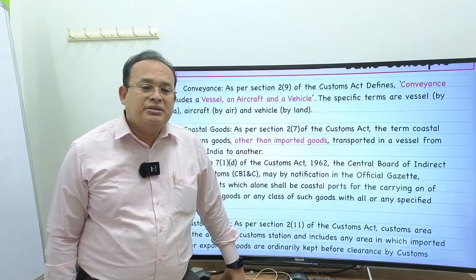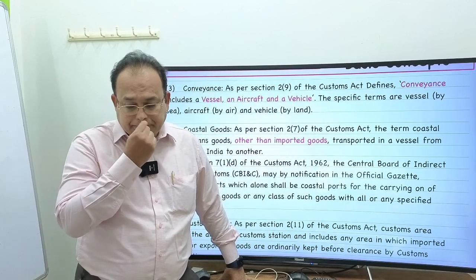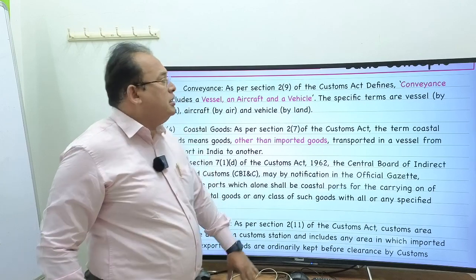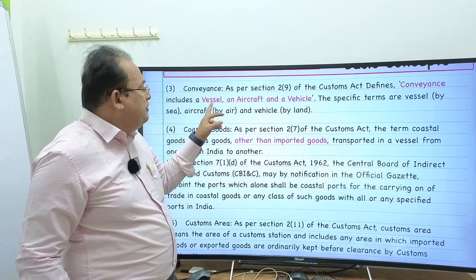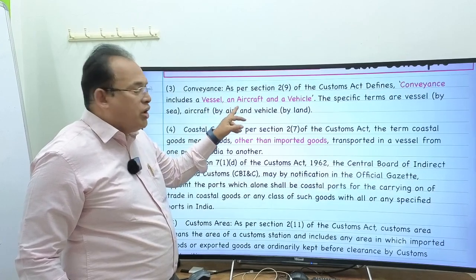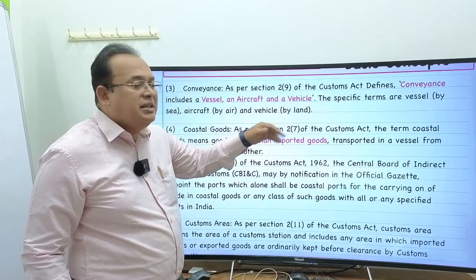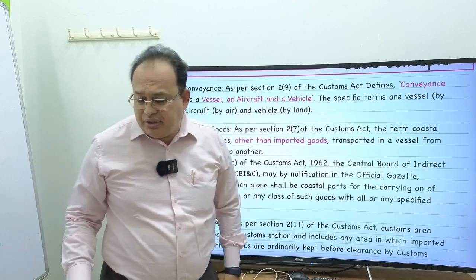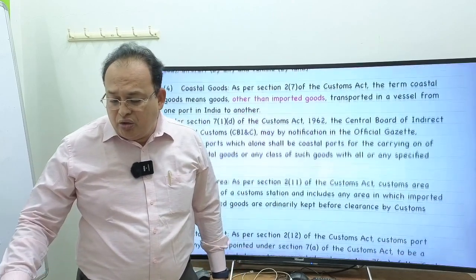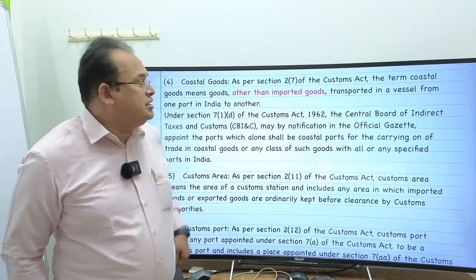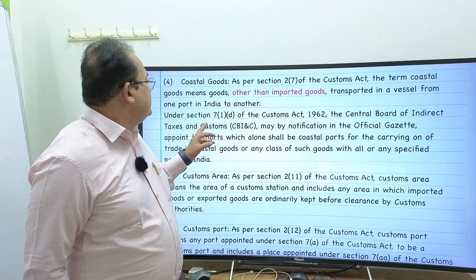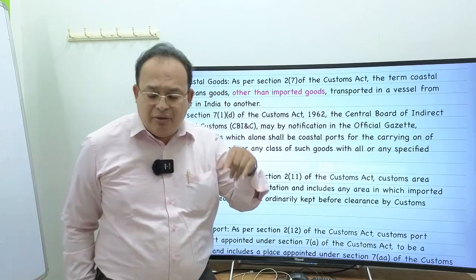We do have the term conveyance. Under the customs law, conveyance is defined to include vessel, aircraft and vehicle. Further, we have the term coastal goods. What do you mean by this? How to understand the term coastal goods? I will tell you, my dear friends.